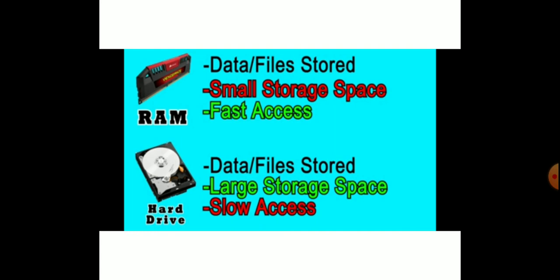It can store data or files, as well as the hard drive also can store data, files. It has large storage space and it is accessed slowly. It is slow accessible memory, whereas RAM is a fast accessible memory.